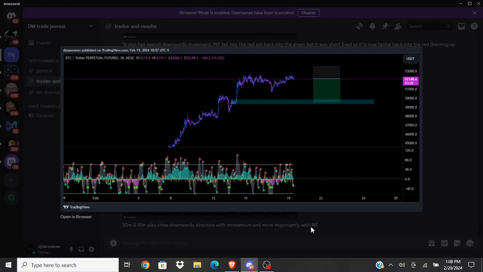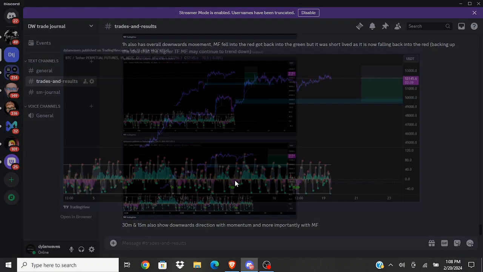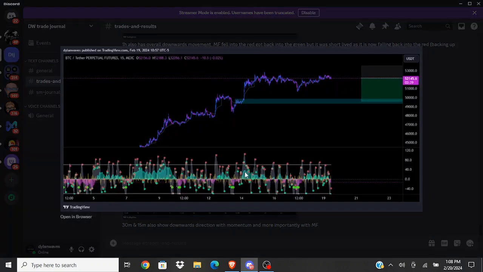But again, more importantly, I was looking at the money flow trending down and putting in lower highs, and I saw the same thing on the 15-minute. So, all things considered, I had pretty much all time frames from the 4 hour to the 15 backing up the idea of bearishness here. So I decided to take this swing short.